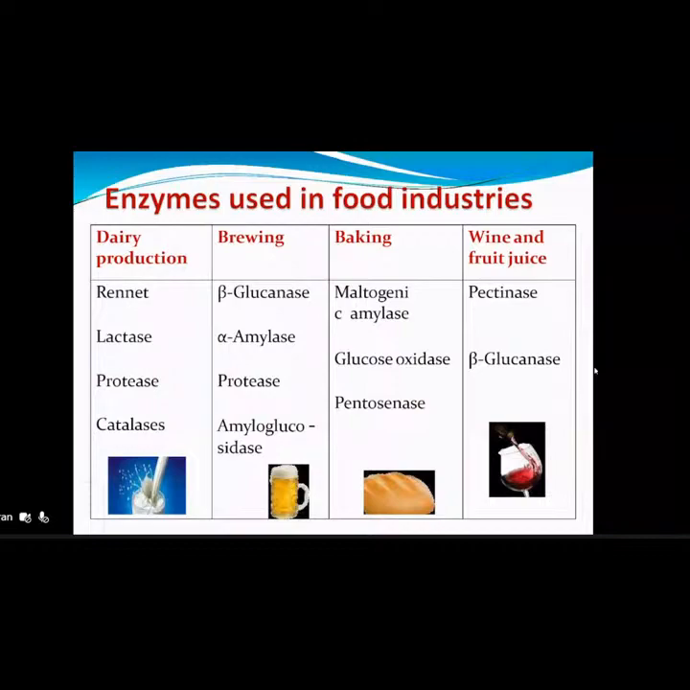These are enzymes used in the brewing industry, and the enzymes used in the baking industry are maltoamylase, glucose oxidase, and pentosanase. And in the wine industry, pectinase and beta glucanase. These are all the enzymes used in different types of industries, that is, in the food industry. Next slide, please.